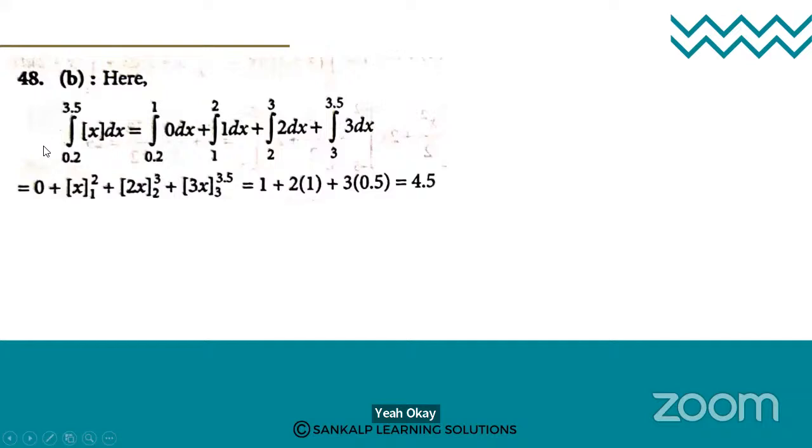So we are splitting this. We are starting from 0.2 to 1, next 1 to 2, 2 to 3, and then 3 to 3.5. In the interval from 0.2 to 1, we know the value of the step function is equal to 0. Similarly for 1 to 2. Here we are making use of these properties.